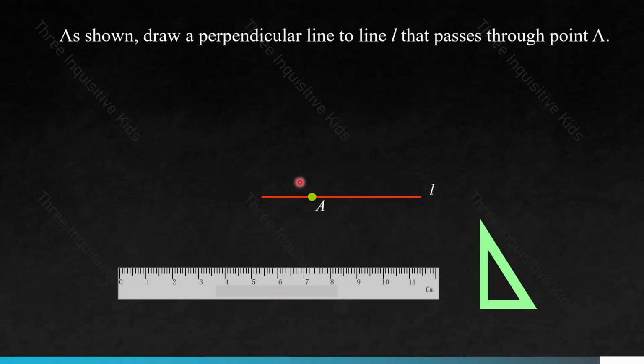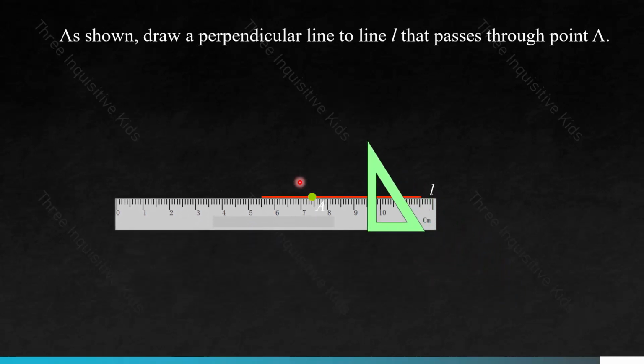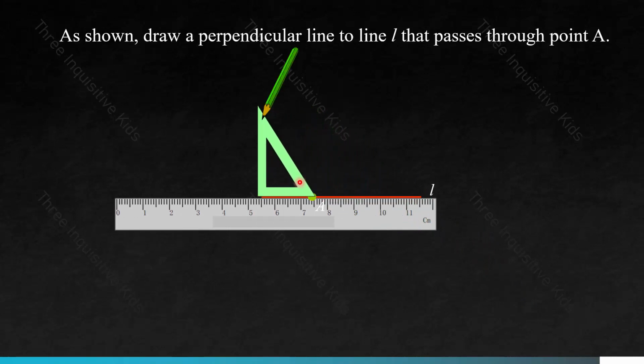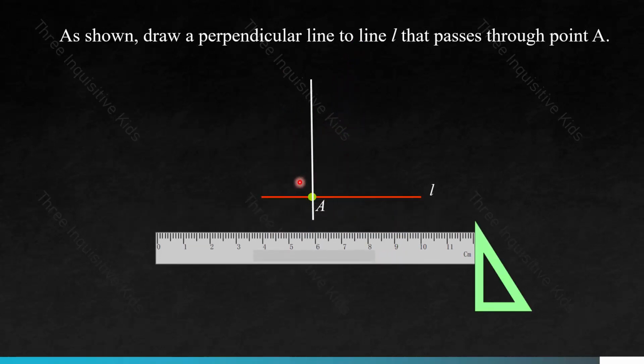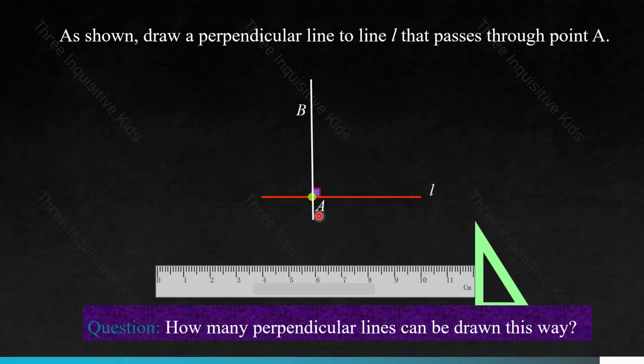As shown, draw a perpendicular line to line L that passes through point A. Well, again, we line this ruler up, and we have to make sure that this aligns with point A. And then we can draw that line right there. We can call this point B, and this foot of the perpendicular A.